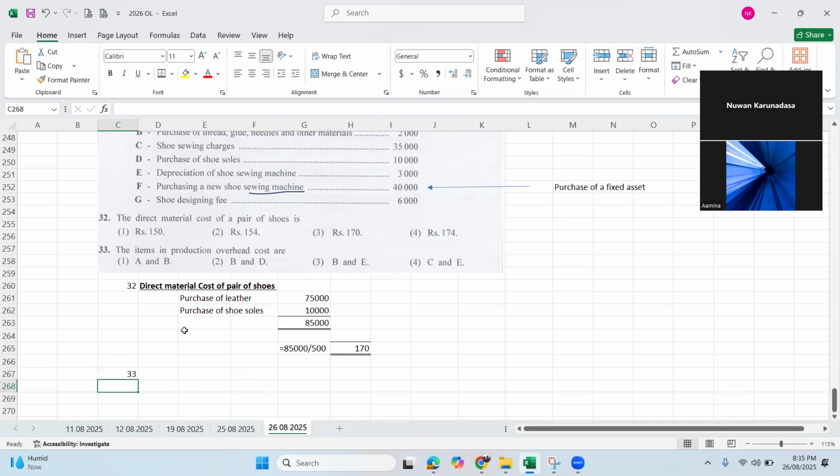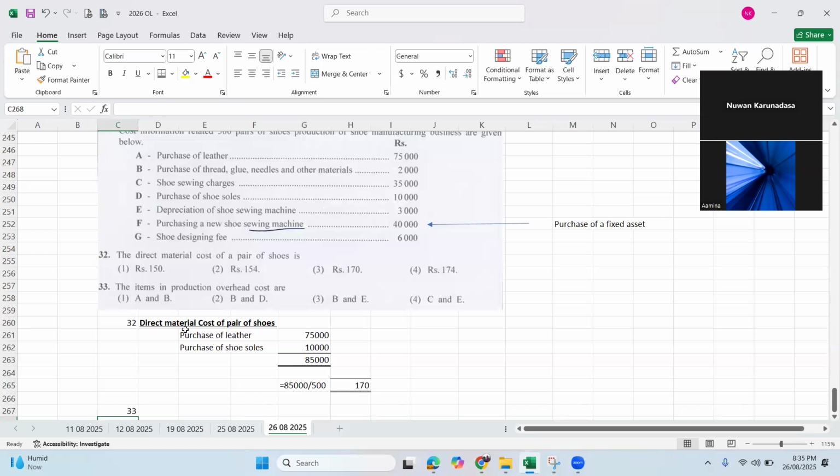Then 33, this is 32, this is 33, they're asking the items in the production overhead cost are. What are the items in the production overhead cost? Purchase of leather, no. Purchase of thread, glue, needle, and other materials. You can take it B, correct? B.